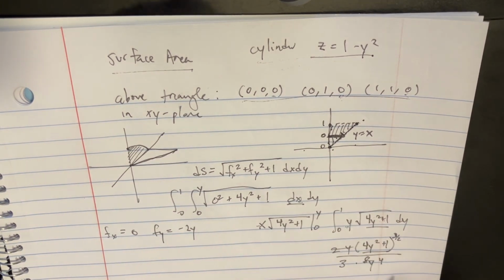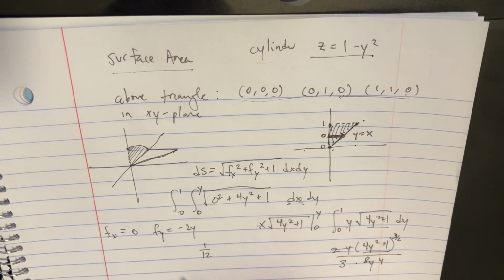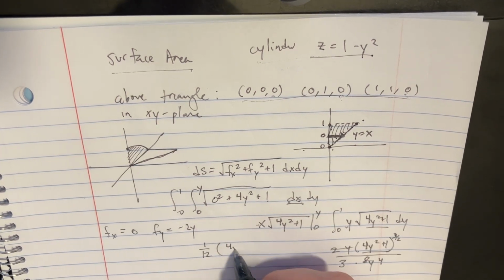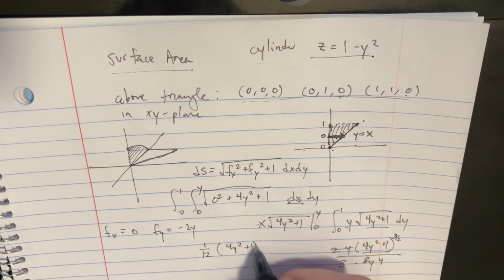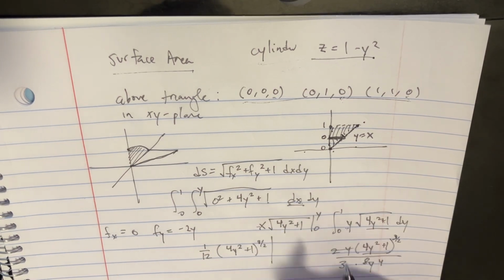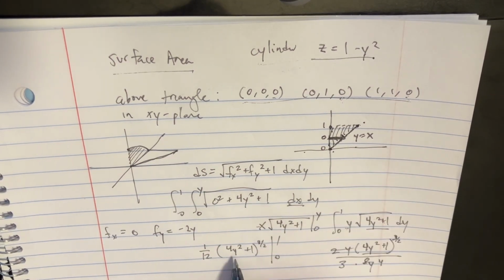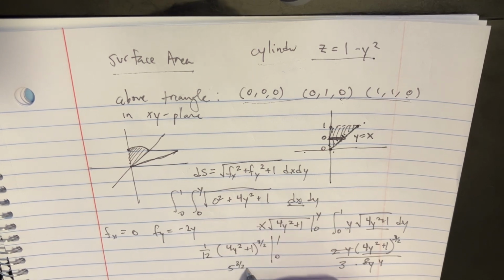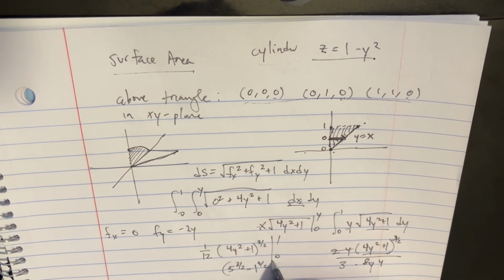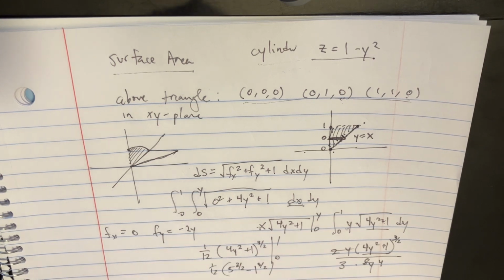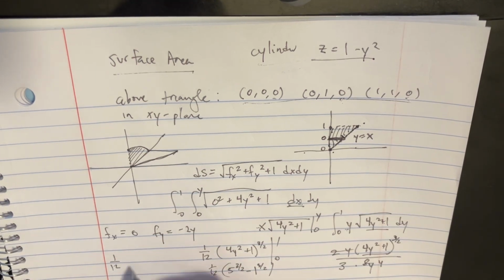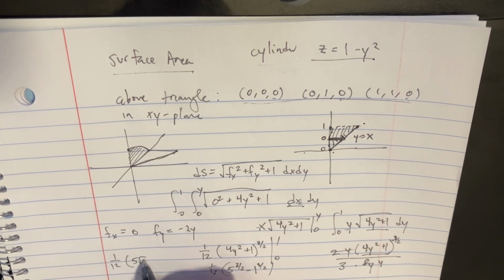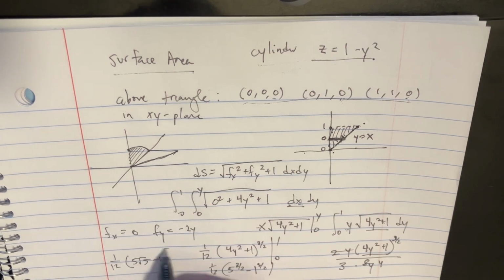So we're left with 1/12 times 4y squared plus 1 to the 3 over 2, and this is going from 0 to 1, so we can see that this will just be basically 5 to the 3 over 2 minus 1 to the 3 over 2, multiplied by the 1 over 12, which will simplify down to be 1/12 times 5 square root of 5 minus 1. Nice and easy.